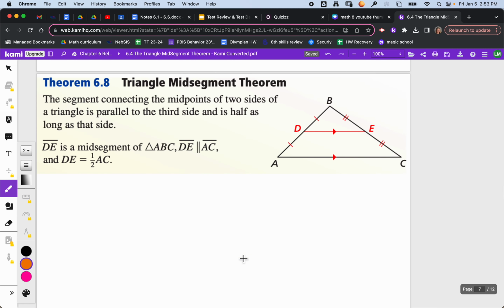So all that being said, the triangle mid-segment theorem basically says that the segment connecting the midpoints of two sides of a triangle is parallel to that third side and is half as long as the other side, and we just proved that all with that first example.